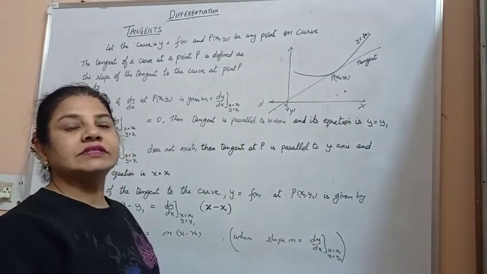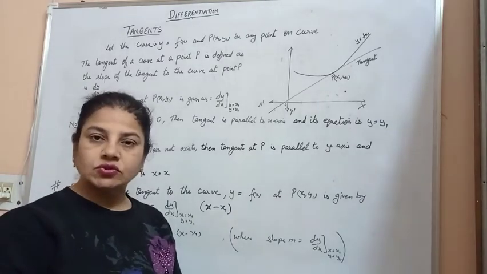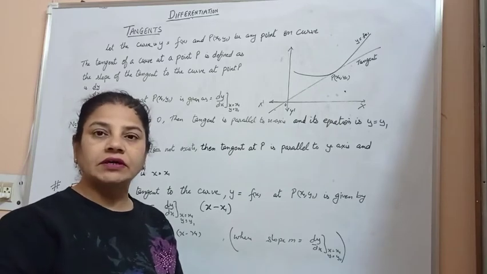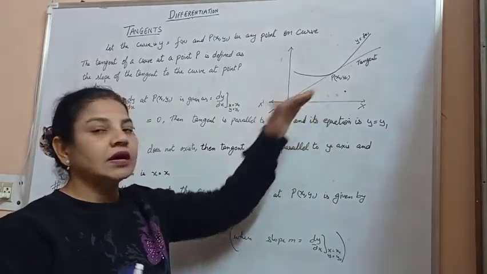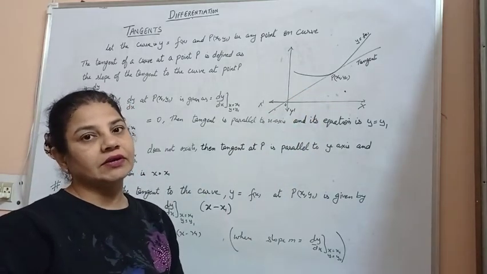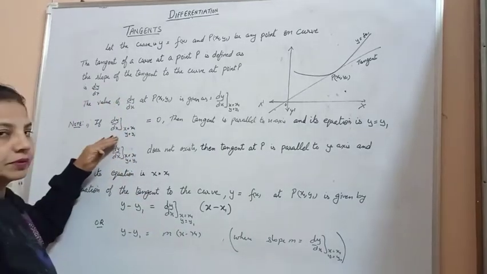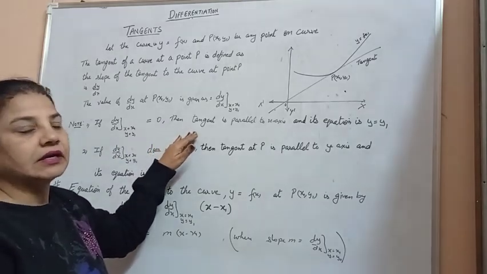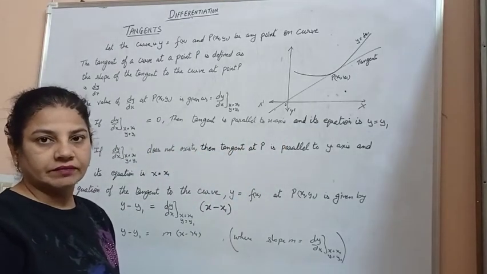If the curve is given, what we do first is take the first derivative of the curve, and then put the value of x as x1 and y as y1 to get the value of dy by dx. Now, if the slope of tangent dy by dx is 0, then the tangent is parallel to the x-axis and its equation is given as y is equal to y1.